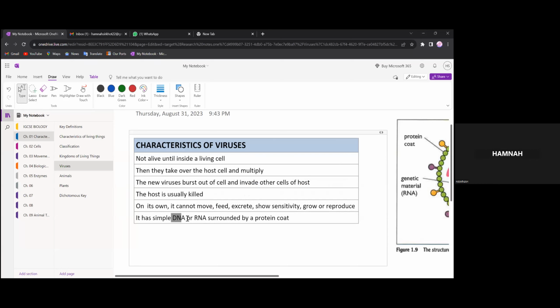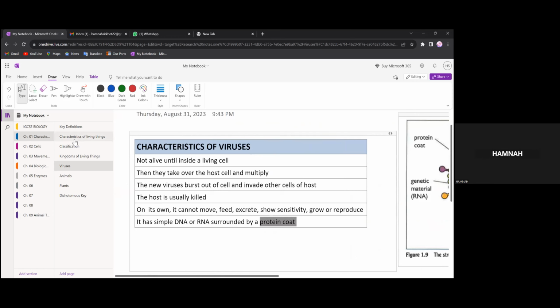This structure has a simple DNA or RNA and a protein code, right? This is all you need to know about a virus right now. So protein code and genetic material. They're not living, right? We're learning characteristics of living things, but viruses are not living.